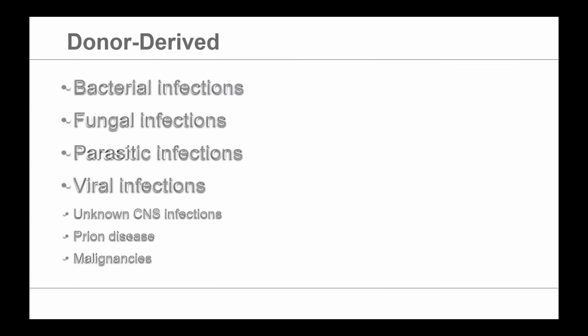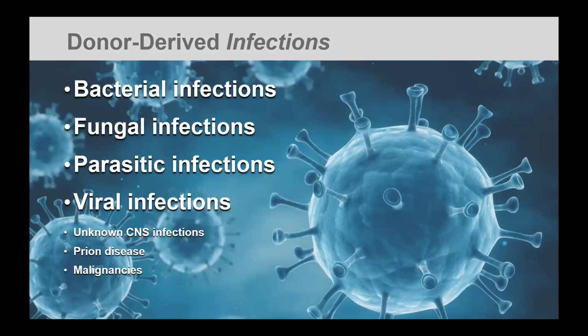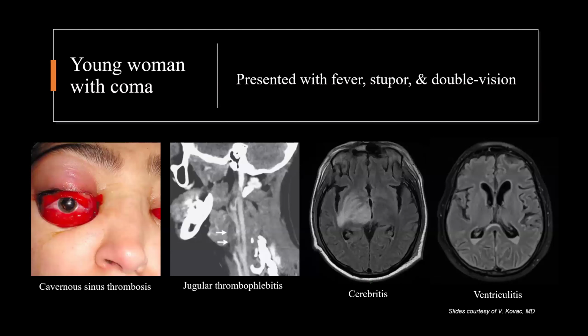And really when we think about the case that Silke presented and what we'll talk about now, it is really focusing on bacterial infections, the risk or concern for fungal or parasitic infections, and viral infections. So I'd like to take us through a case that we've had in our region, and these are slides courtesy of Victor Kovac, who was my fellow at the time, in terms of a young woman who presented with fever, stupor, and double vision. And you can see that she had cavernous sinus thrombosis, jugular thrombophlebitis, cerebritis, and ventriculitis.